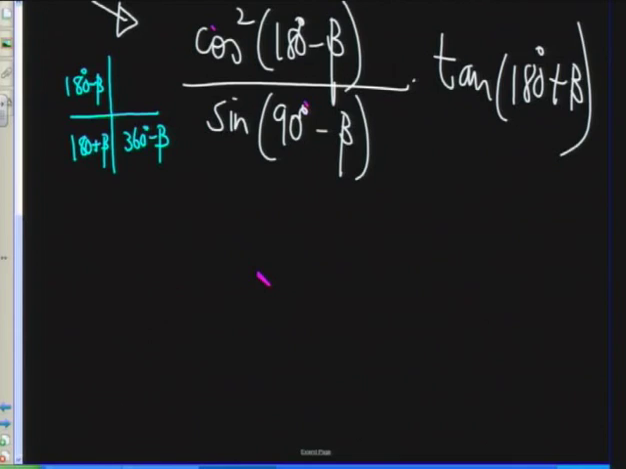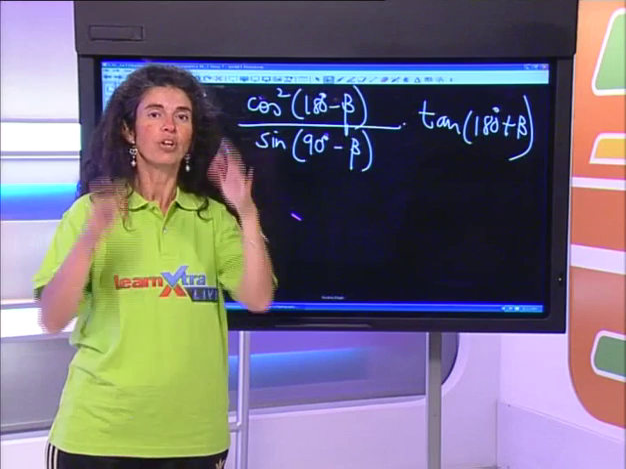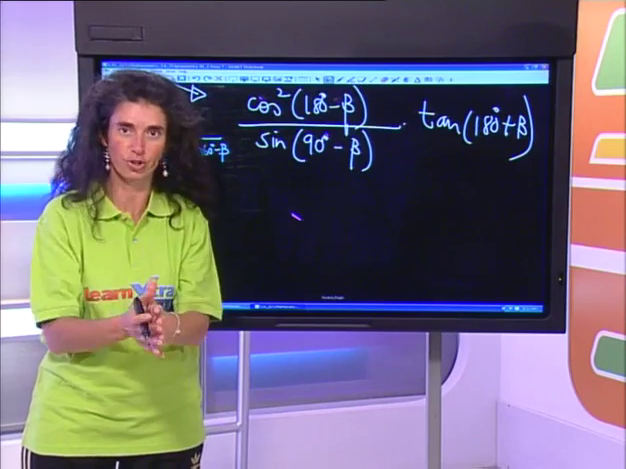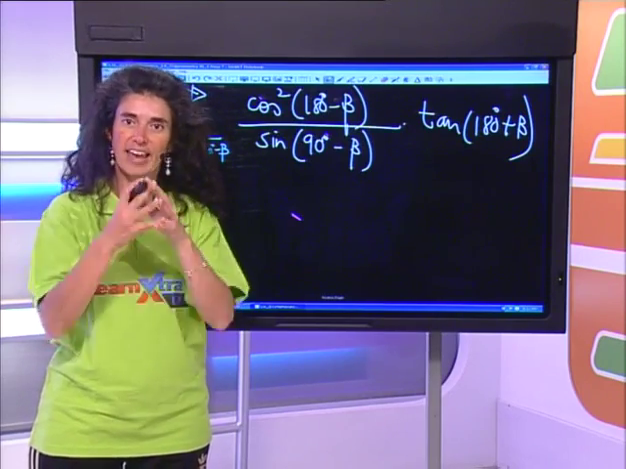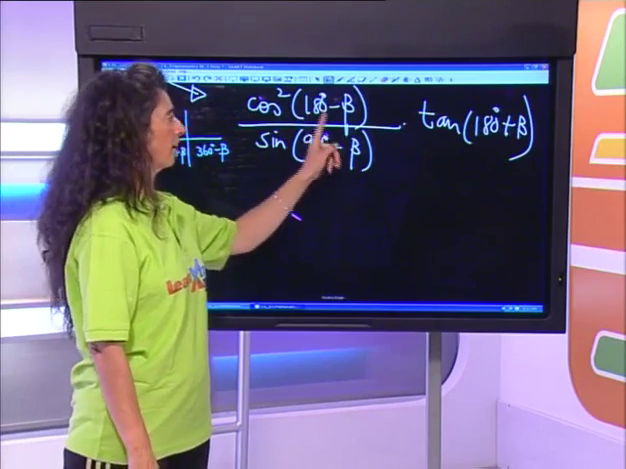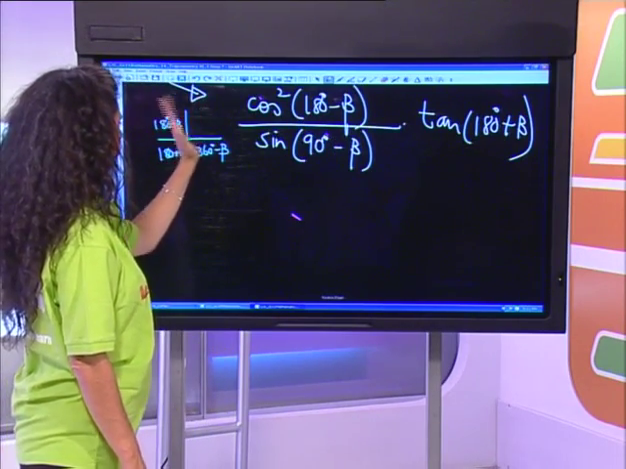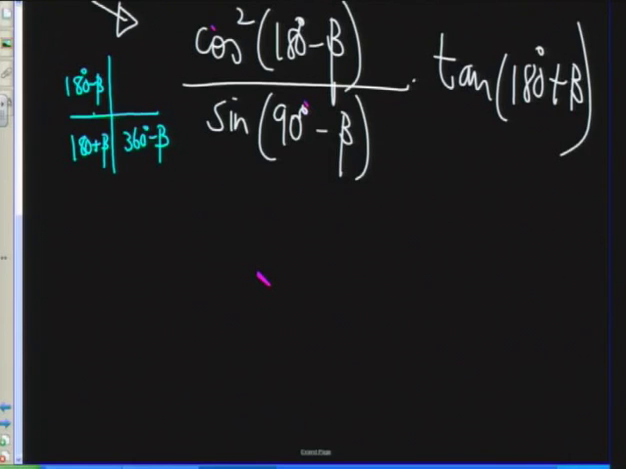Now, I know that it says cos squared, but we're not going to deal with a square just now. We're just going to first deal with the ratio. So our starting point is the angle. Where is the angle 180 minus beta? We've rotated all the way with a terminal ray to the second quadrant.